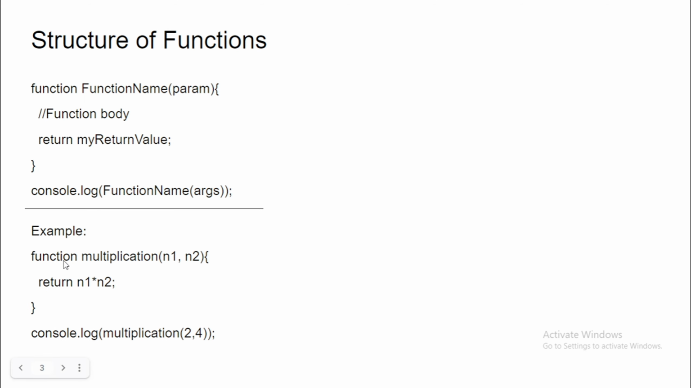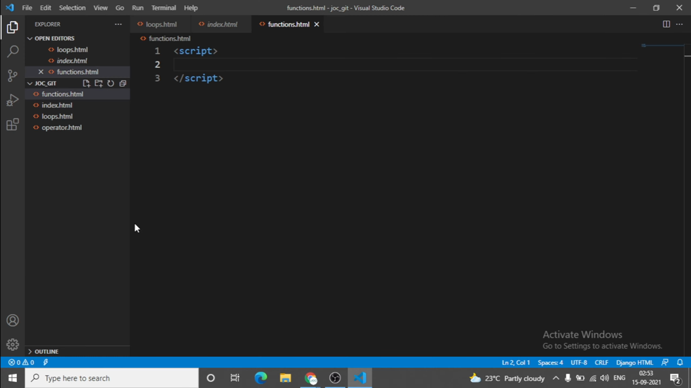If you see, this is an example of multiplication. This function returns the multiplication of these two numbers. We'll understand that in a minute. For now, can you see here I'm passing two arguments, and n1 and n2 are two variables or parameters which are limited to this scope. We'll understand this with an example.